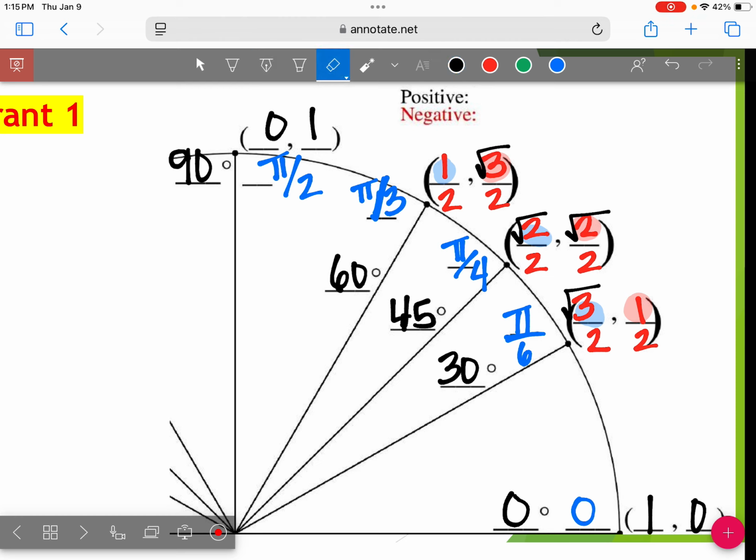I really just want you to focus on memorizing this quadrant. Because if you know this, remember, cosine starts at 3 and goes backwards. Sine starts at 1 and goes up forward. If you know this, you know the whole unit circle. All right, so let's fill in quadrant 2 and then we'll end there for today.